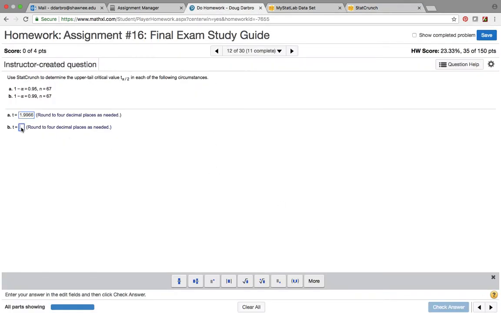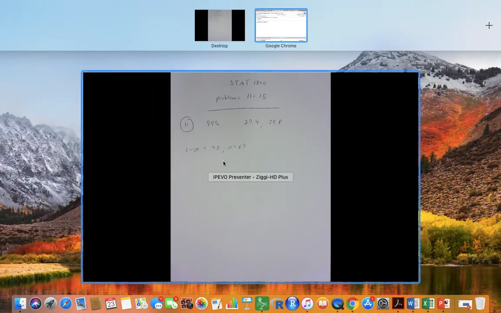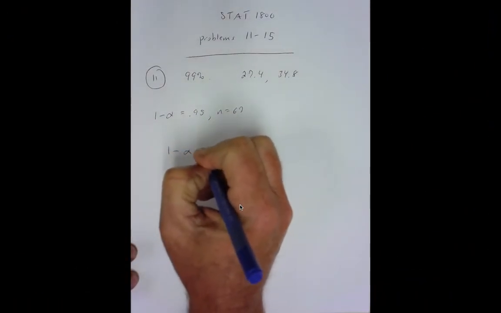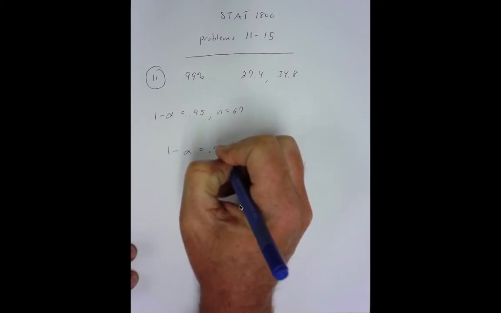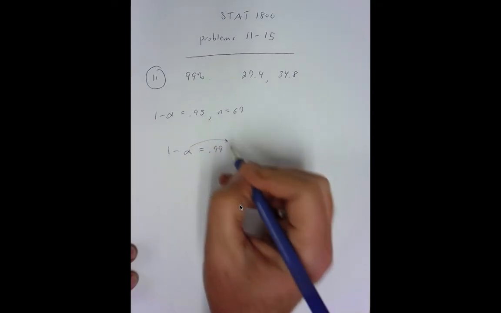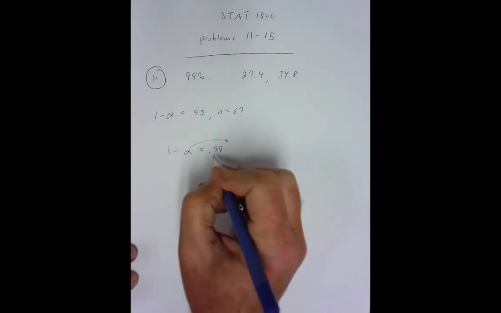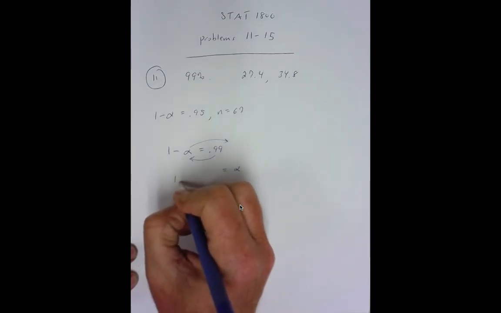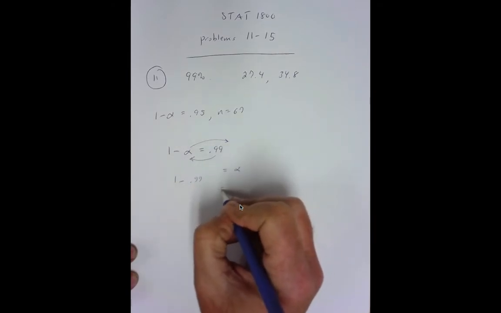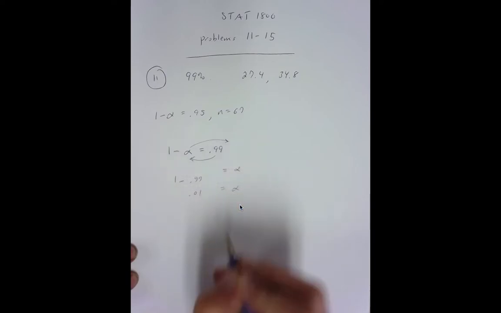Now it wants us to do the upper tail probability if 1 minus alpha is 0.99. Now guys, again, let's think about that. That 1 minus alpha equals 0.99. Well, if I take the alpha across and take the 0.99 across, I get that alpha is equal to 0.01.